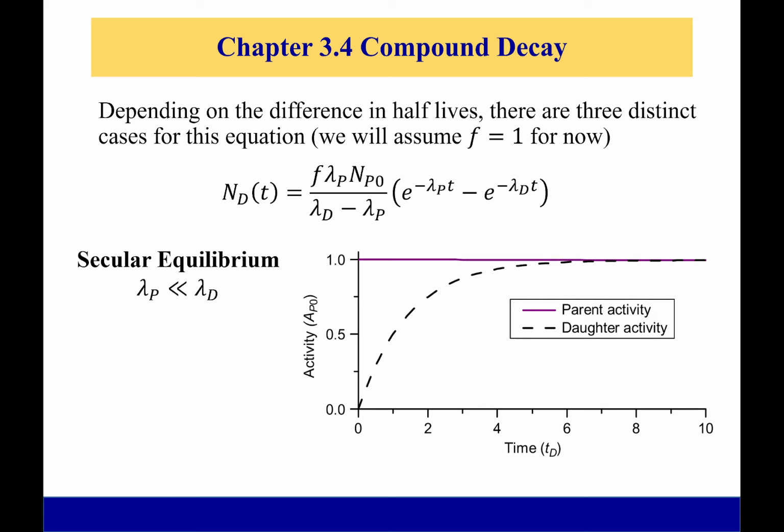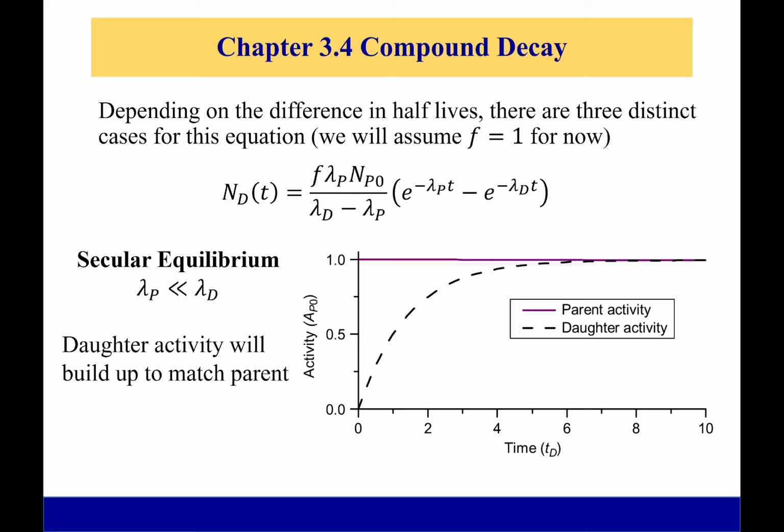Okay, so this is what's called secular equilibrium. This is when the lifetime of the parent is much, much longer than the daughter. Or I could say that the decay rate of the parent is much, much less than the daughter's. Remember, the decay rate and lifetime are inversely proportional. The longer your lifetime, the shorter your decay constant. Sorry, the smaller your decay constant, and vice versa.